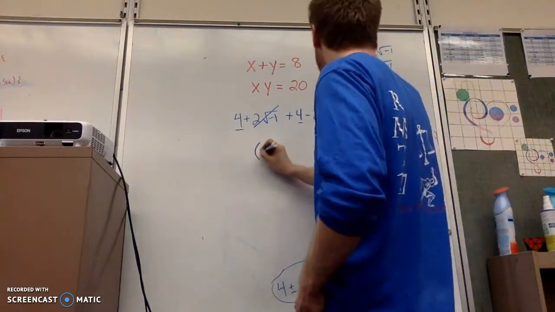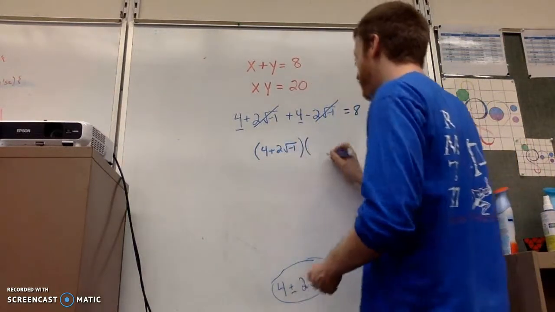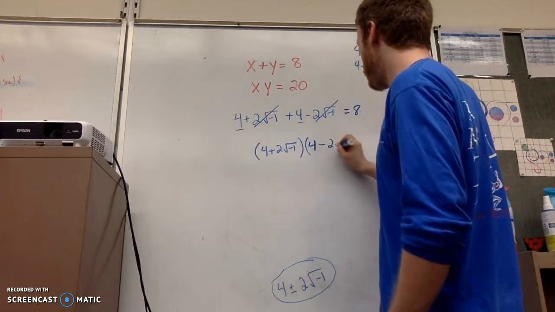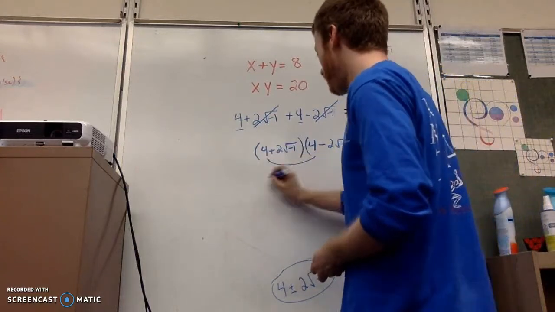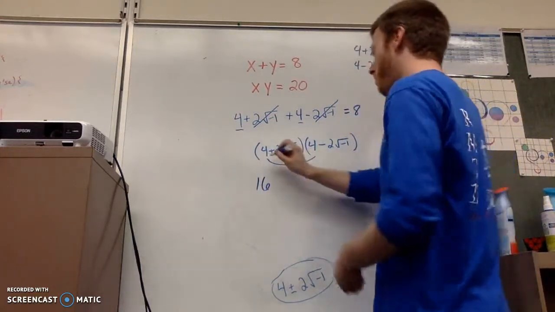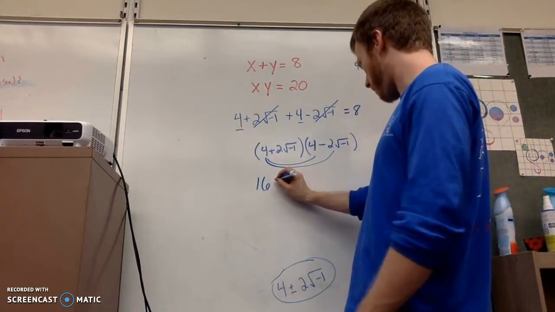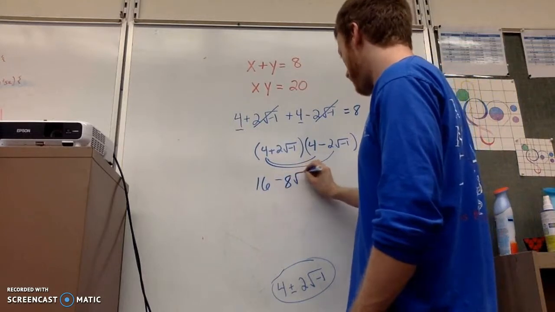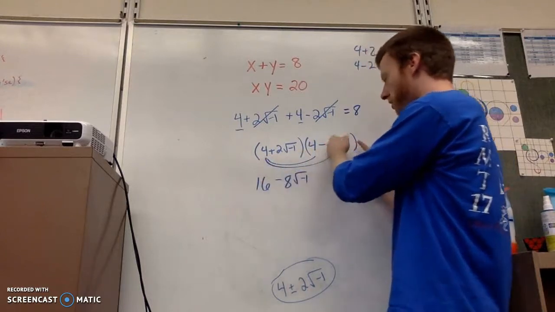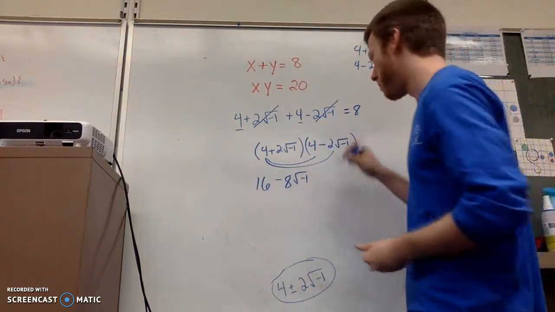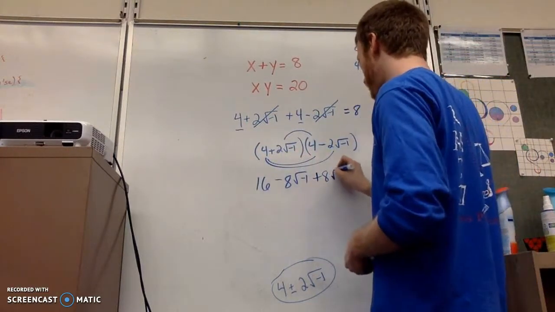Okay? So if I have 4 plus 2 square root of negative 1 times 4 minus 2 square root of negative 1, let's see what happens. Okay? 4 times 4, if I FOIL this out, I get 16. 4 times negative 2 square root of negative 1 is negative 8 square root of negative 1, right? I keep the outside terms. I do 4 times 2 and then just kind of treat that thing like it's a variable, right? Okay, then I do this one, and I get plus 8 square root of negative 1.